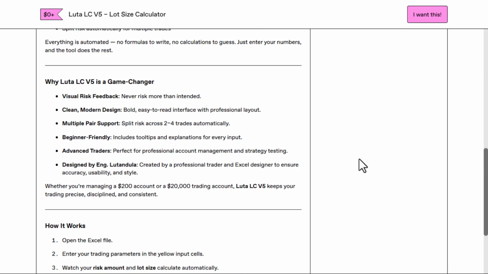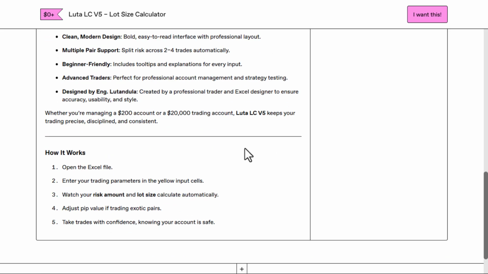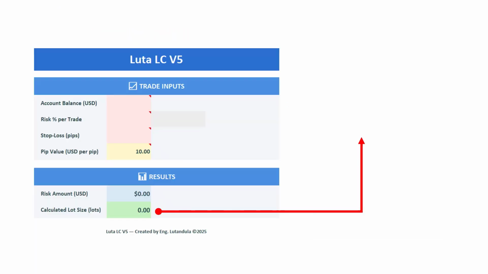All right, let's be honest. One of the biggest reasons traders blow their accounts is because they don't know how to calculate lot size correctly. Some people put a random 0.10 lot. Some jump to 1.00 lot because they feel confident. Others don't even know how much they're risking until they're already in the trade, and that's a problem.